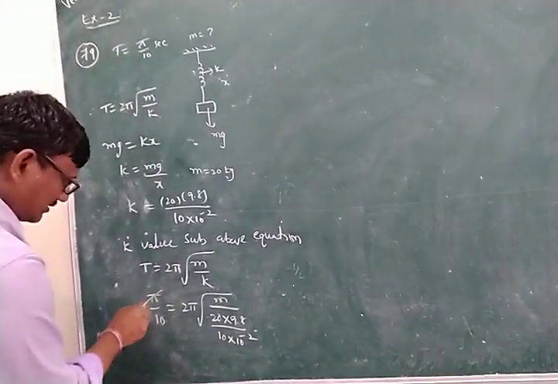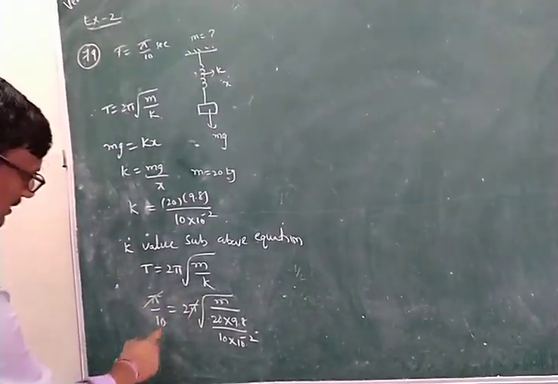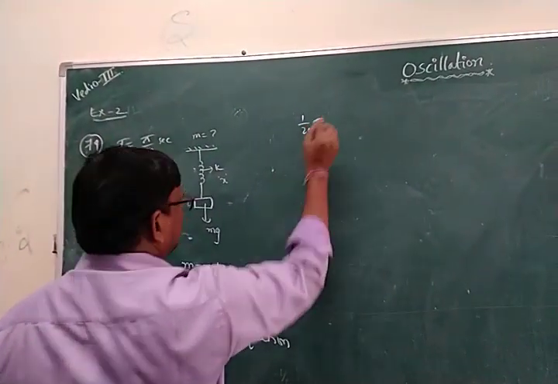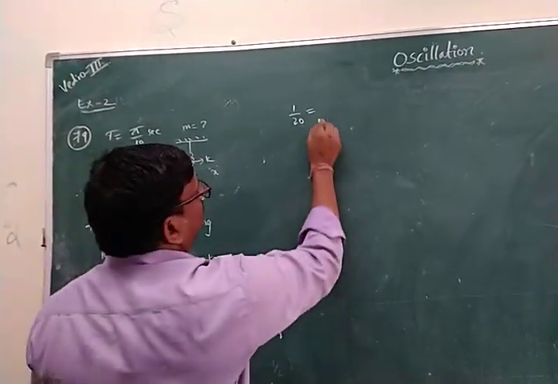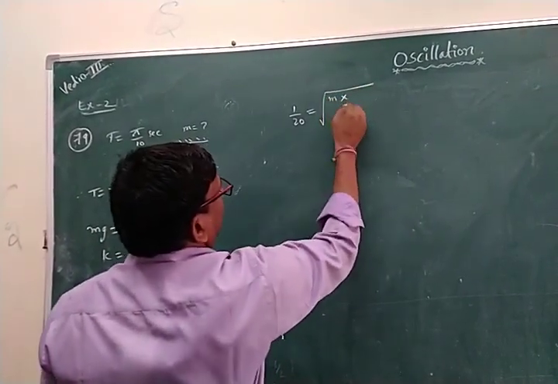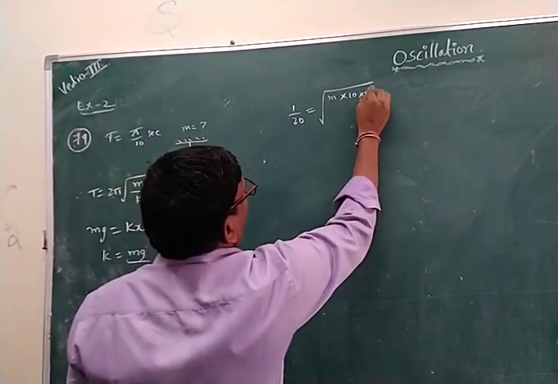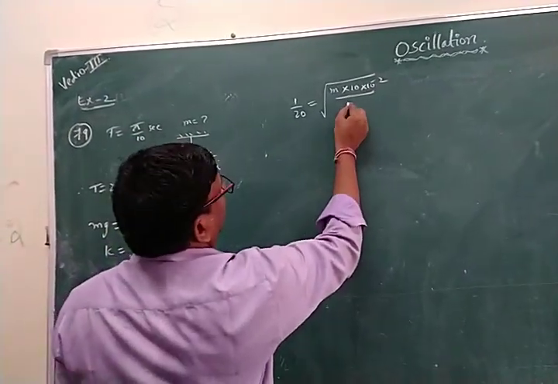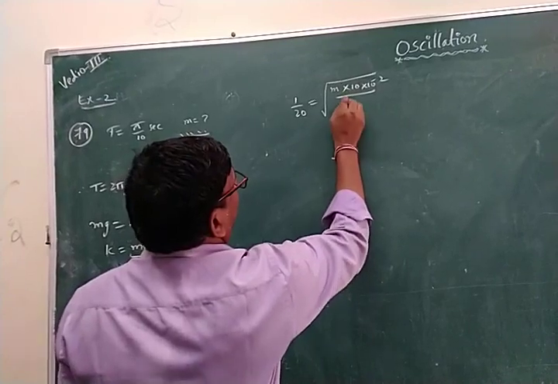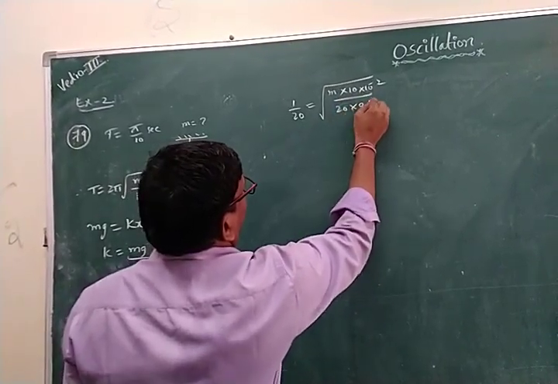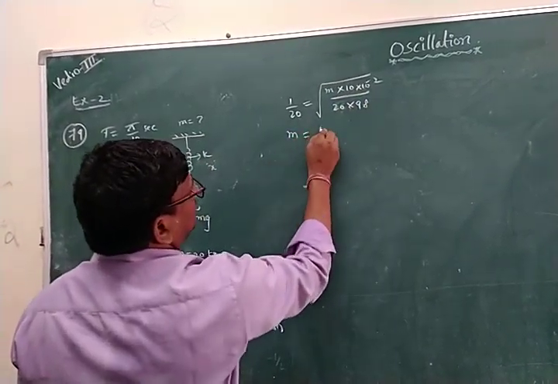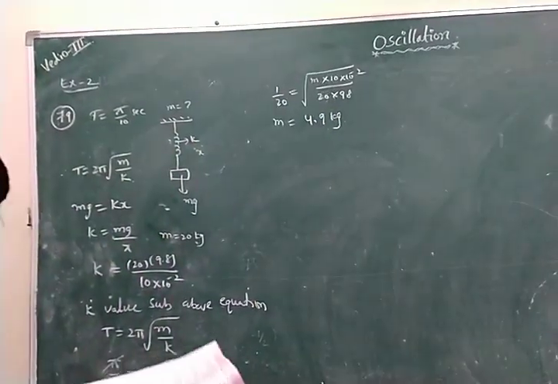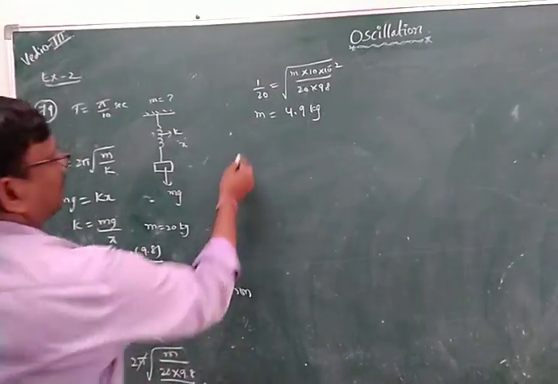Here the pi gets cancelled, and it is taken to this side. You can write 1 by 20 is equal to under root of m into 10 into 10 power of minus 2 divided by 20 into 9.8. Then finally we get m is equal to 4.9 kg. 4.9 kg.